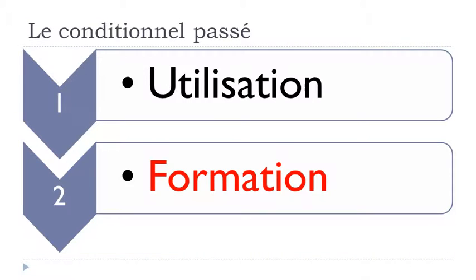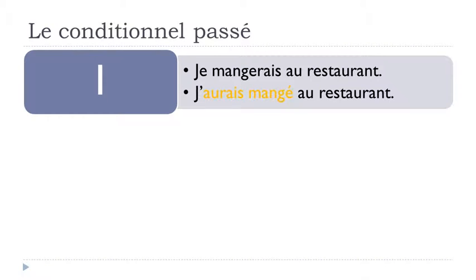Okay? And now let's see how we make this conditionnel passé. All right? So, first example I wanted to put is je mangerais au restaurant. Okay? So this sentence, if you remember, we saw in these units anyway, when we introduced this conditionnel présent form. So you've got the verb manger, je mangerais au restaurant. And then, if you look at the conditionnel passé, it will go like j'aurais mangé au restaurant.